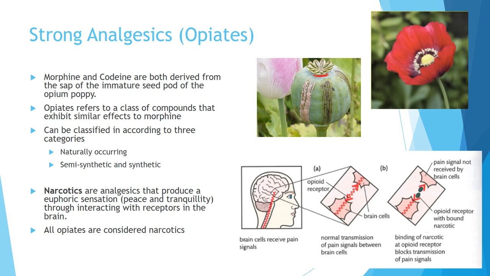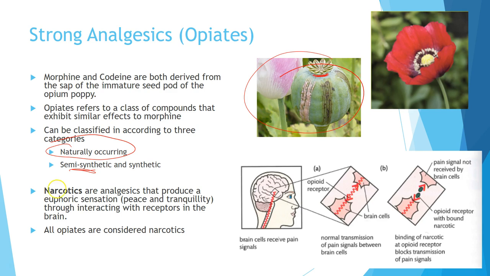So opiate refers to a class of compounds, and all these compounds exhibit similar effects to morphine in terms of their mode of action and how they work. They are generally classified according to 3 categories. That is, they are naturally occurring, so they're derived from the poppy. They are semi-synthetic, which means we take this sap of the poppy and then make minor alterations to it, or completely synthetic. Semi-synthetic is where we take a precursor that is derived naturally and then adjust it by using different chemical treatments. Fully synthetic is where we start from scratch and build the molecule.